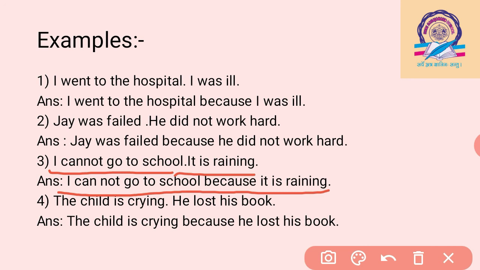Then the fourth example: the child is crying. Why is the child crying? Why is he crying here? We have to give the reason here: he lost his book. So our answer is: the child is crying because he lost his book. So we give the reason here. The reason is given: he lost his book. That's why he is crying.